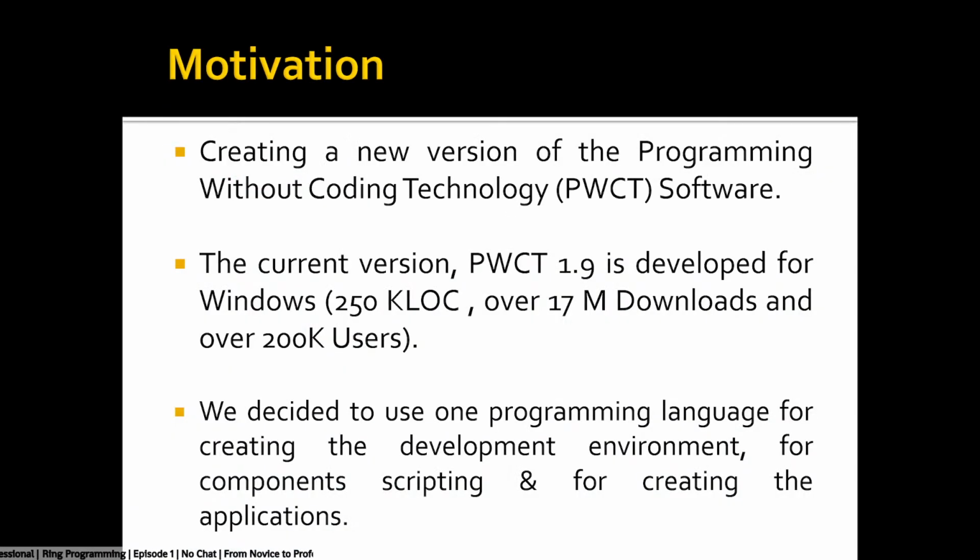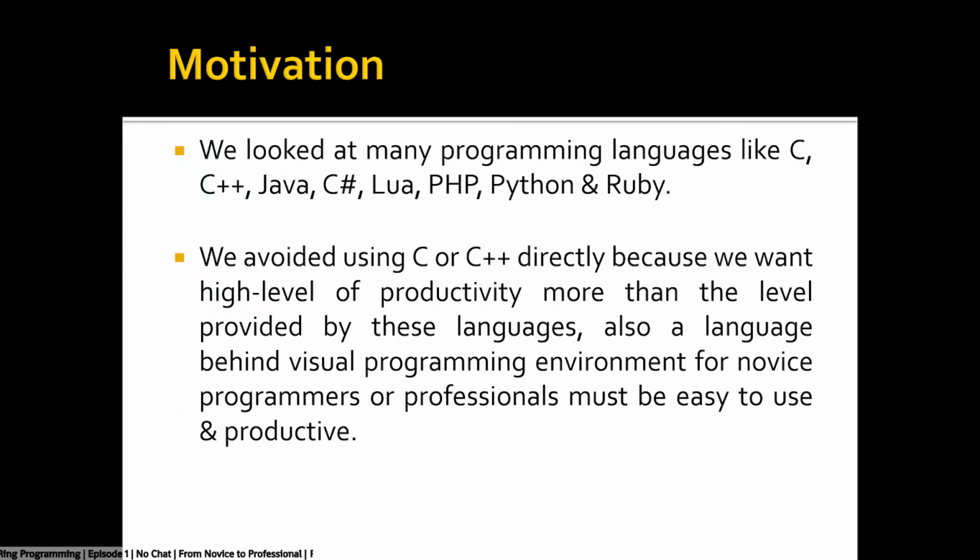Motivation: creating a new version of the Programming Without Coding Technology software. The current version, PWCT, maybe this is their term, I don't know, 1.9 is developed for Windows. We decided to use one programming language for creating the development environment, for component scripting, and for creating the applications. We looked at many languages like C, C++, Java, C#, Lua, PHP, Python, and Ruby.